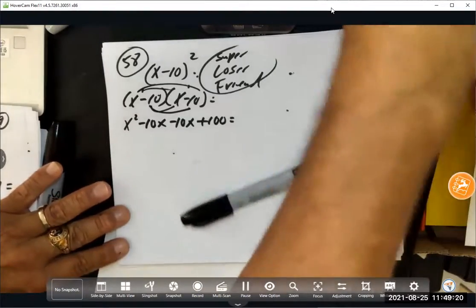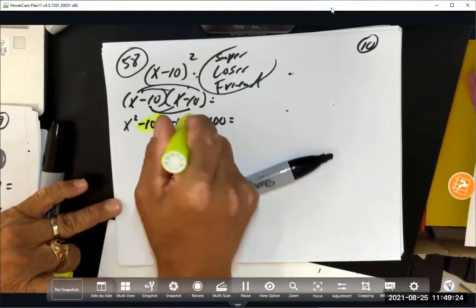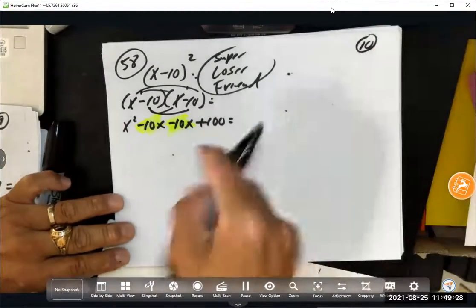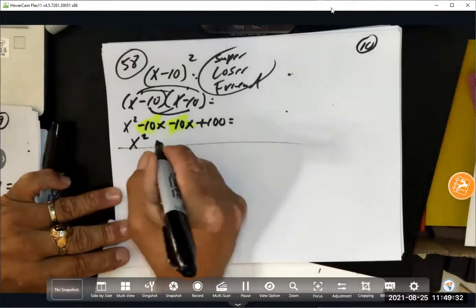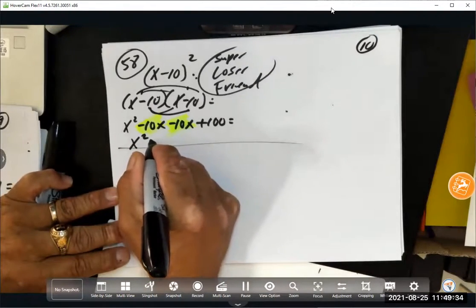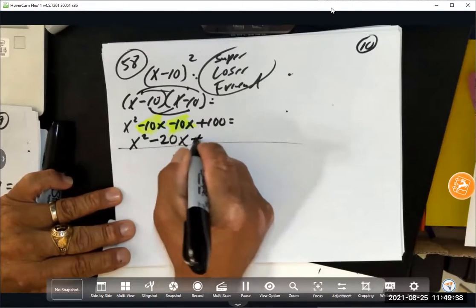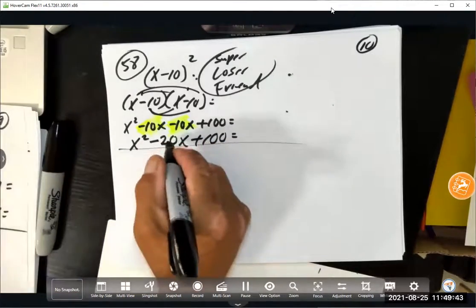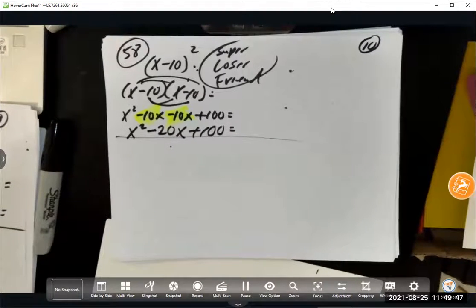Before you say anything, let me highlight this. This one lost 10, and it lost another 10. Man, so you're the super loser friend. How much? 20. Negative 20x. So negative 20x in the middle, yes or no? Yes. Yeah, because you lost 10. You lost another 10. That means you're minus 20 right now. Is that okay? Number 58. Tell me yes or no.